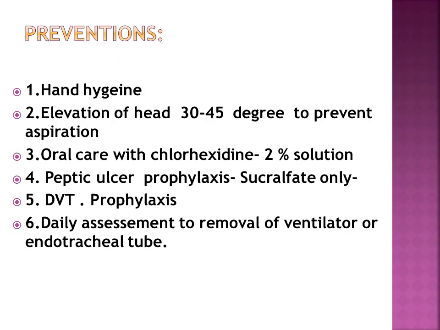Then prevention should be, hand hygiene should be done, elevation of head 30 to 45 degree to prevent aspiration. Then oral care with chlorhexidine, that is 2% solution should be used. Peptic ulcer prophylaxis can be by sucralfate only. Then deep vein thrombosis prophylaxis should be done, and daily assessment for the removal of the ventilator or endotracheal tube should be done.